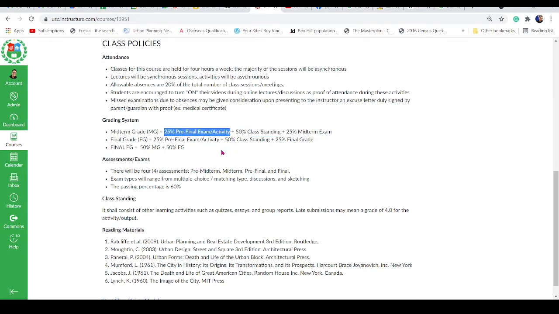It will follow the grading system here, so that the pre-final exam or activity will be lesser in weight. So 25% for pre-final, 50% for class standing, that's attendance and seat works, and 25% for midterm exam. That will be your total 100% midterm grade.